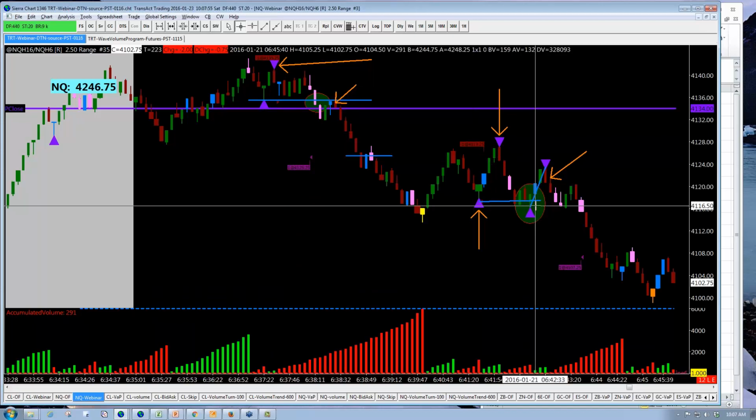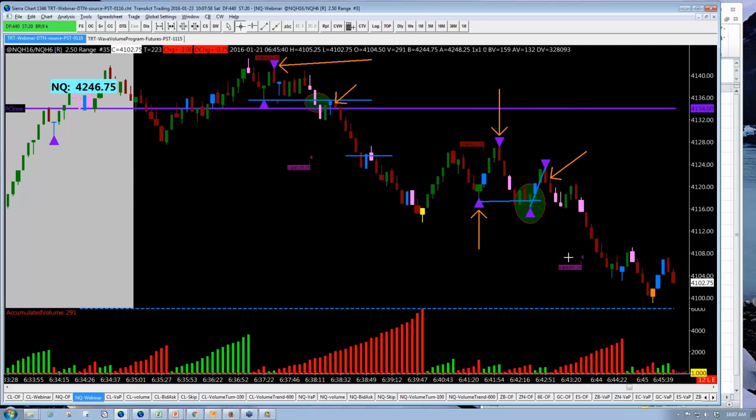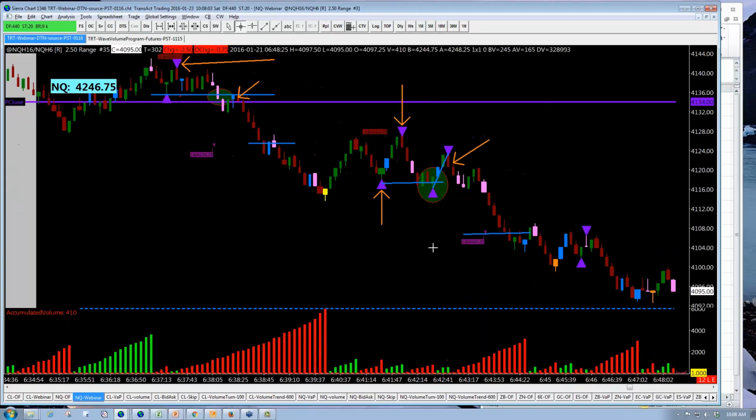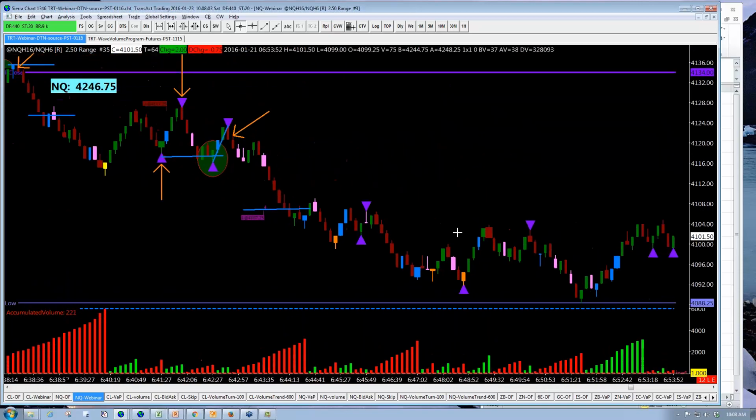I shorted it again here. Same thing. I got out right there. Still too soon again. Another 10 points, very quick, and then it continues going lower here.